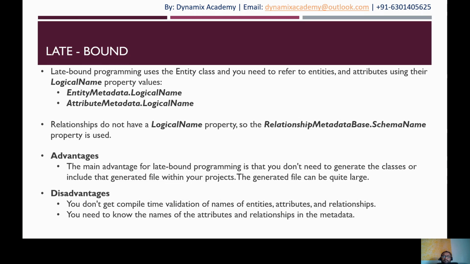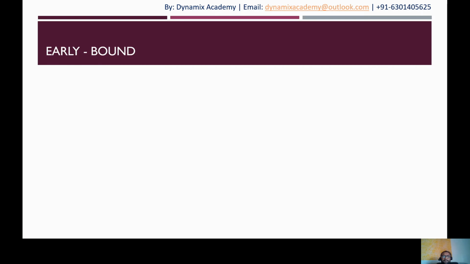And lastly, the other disadvantage is that you need to know the names of the attributes and relationships in metadata while writing your code itself. So you need to know the types and the names correctly while writing your code, because you will not get any sort of assistance using the IntelliSense from Visual Studio. But in case of early binding programming, you will get some sort of IntelliSense from your Visual Studio itself. So let us now understand what is early binding programming.